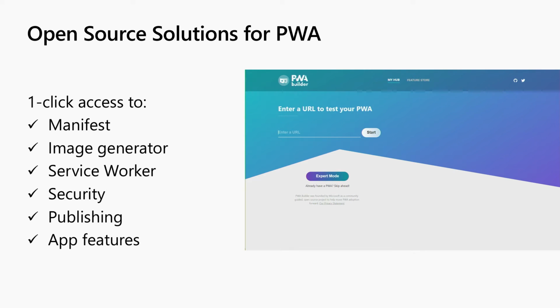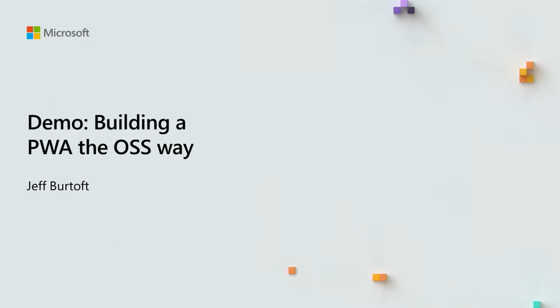The tool that I'm going to be using today is PWA Builder. It's an open source tool. It's community supported. We have great contributions from just about every browser maker out there, as well as tons of other companies. It's a tool that we just released the 2.0 version of, which I'm going to be showing you today. And it's great for creating manifests, images, those service workers, security checks, publishing to stores, and adding app features. So we're going to go ahead and dig into that.